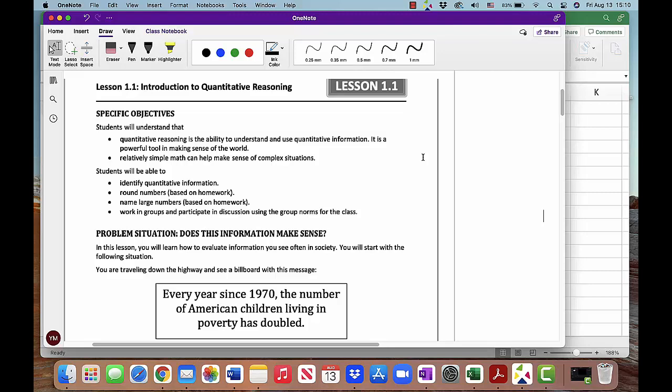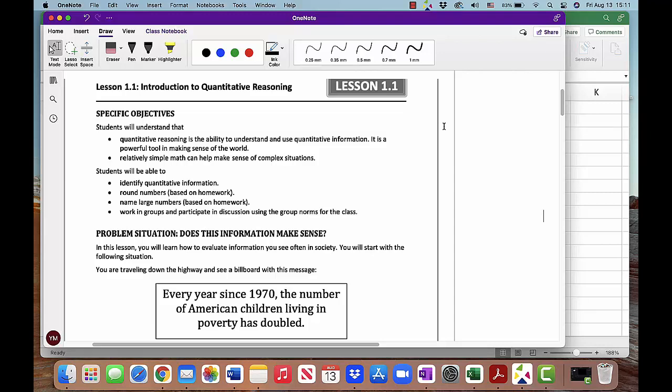So let's begin. Let's look at the objectives for this lesson. By the end of this lesson, students will understand that quantitative reasoning is the ability to understand and use quantitative information. It is a powerful tool in making sense of the world. And relatively simple math can help make sense of more complex situations, as you will see in this lesson. In terms of mathematical objectives, you'll be able to identify quantitative information in a situation. And then we'll review some of the concepts. Actually, you will review them on your own by completing the homework. You'll be rounding numbers and naming large numbers.